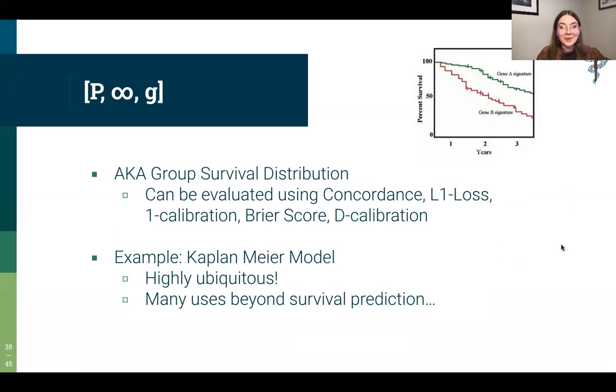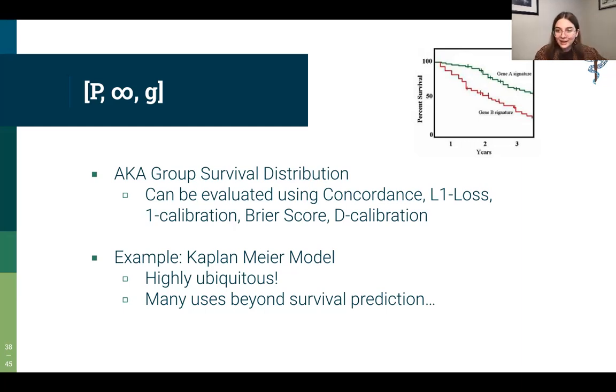Okay, next I want to talk about group survival distributions. These predict probabilities at any number of infinite time points for a group. Once we get into the realm of these survival distributions, you can really evaluate these using any number of evaluation metrics. So you can use concordance, L1 loss, one calibration, Brier score, decalibration, many more that I also haven't really talked about. Really, the only example that I think is worthwhile talking about from this class of models is the Kaplan-Meier model.